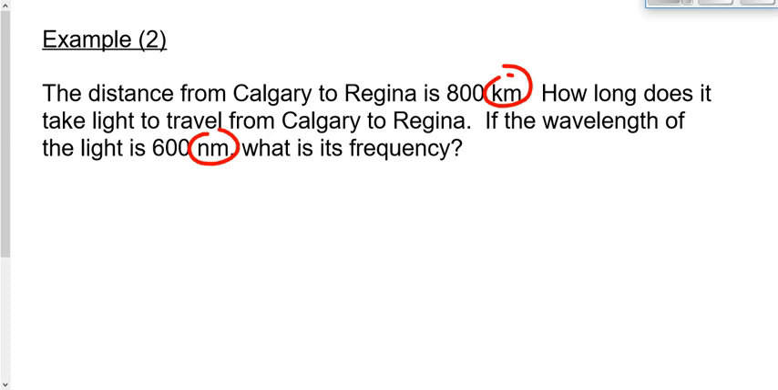So what do we got here? We got a distance from Calgary to Regina of about 800 kilometers. We're going to call that delta D, distance, although we're going to convert that to meters. We could say 800,000, or we could just tack on a 10 to the 3 to replace the k. So 800 times 10 to the 3 meters. Or you could say 800,000, whatever works for you.